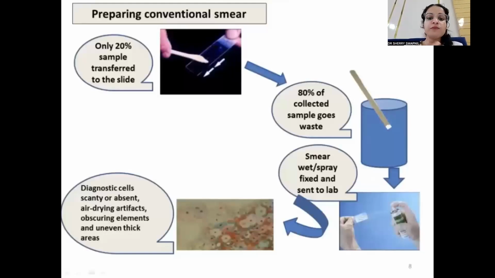The most important problem with the conventional smear is that, because we are using the endocervical brush or spatula, only 20% of the sample gets transferred to the slide. So we generally lose around 80% of the cells. That will obviously lead to false negative reporting. We will not be able to identify any cancerous cell, infection or atypia. Because of that, today we are preferring liquid based cytology. Next slide, please.